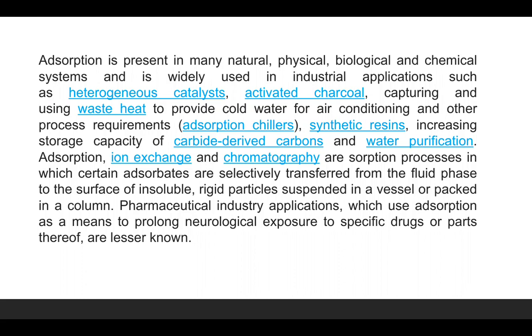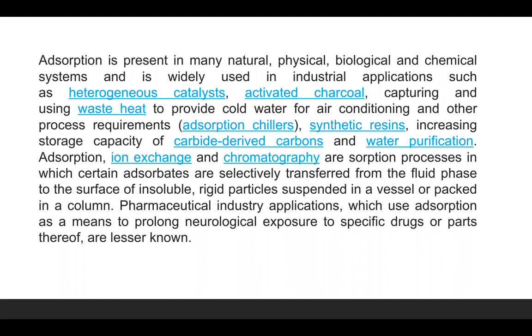Increasing storage capacity of carbide-derived carbon. Carbide-derived carbon, also known as CDC and also known as tunable nanoporous carbon, is the common term for carbon material derived from carbide precursors. And then for water purification, this is widely used for the adsorption.